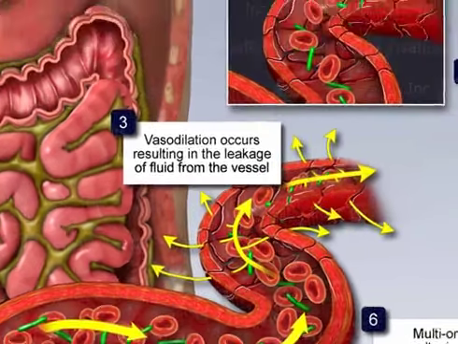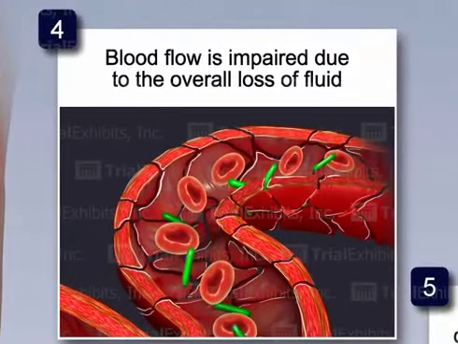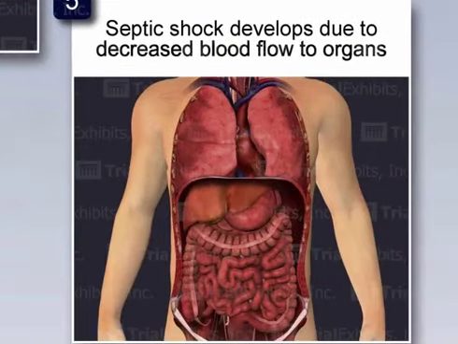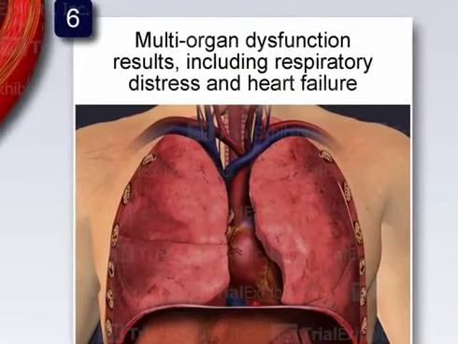We then show how blood flow is impaired due to the overall loss of fluid within the vessels. Septic shock develops due to decreased blood flow to the organs. And finally, multi-organ dysfunction results, including respiratory distress and heart failure.